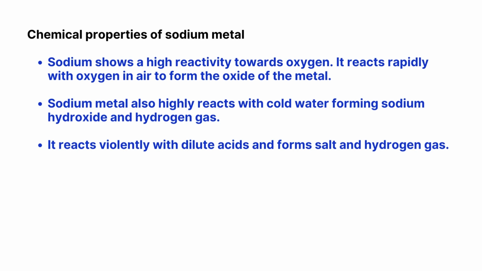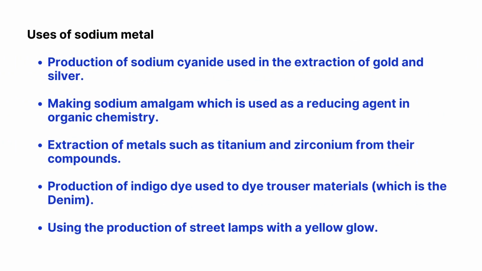So the uses of sodium metal are: production of sodium cyanide used in the extraction of gold and silver. Making sodium amalgam, which is used as a reducing agent in organic chemistry. Extraction of metals such as titanium and zirconium from their compounds. Production of indigo dye used to dye trouser materials, which is the denim. Production of street lamps with a yellow glow.